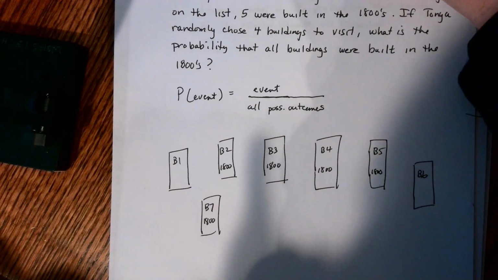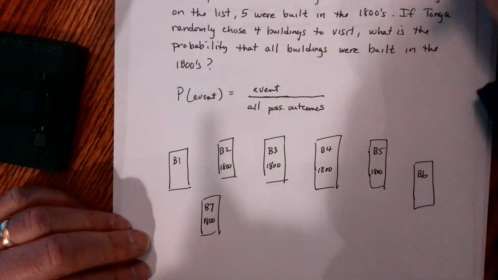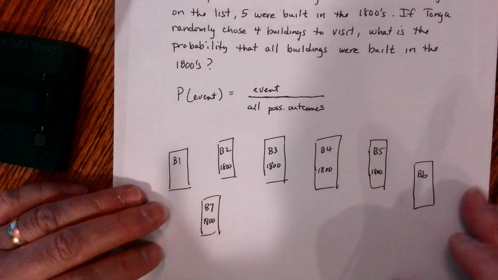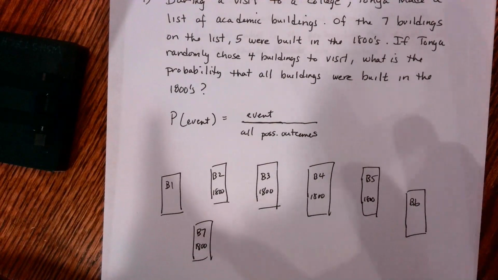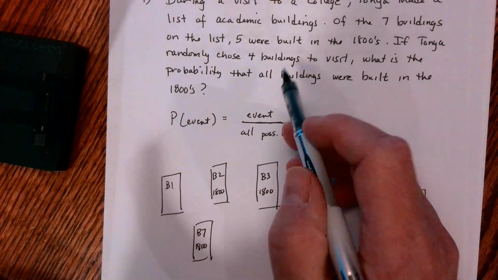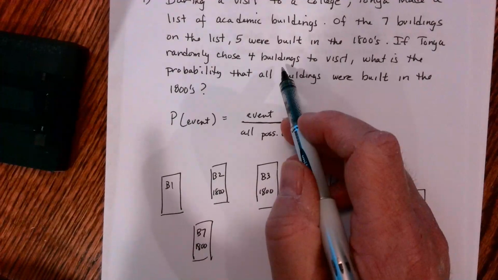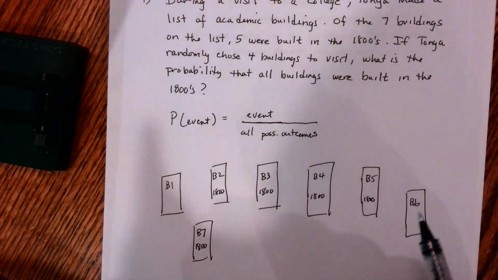So we want to be able to determine the probability that all of the buildings that she picked were built in the 1800s. Okay, so she's going to pick 4 buildings to visit out of the 7 total.